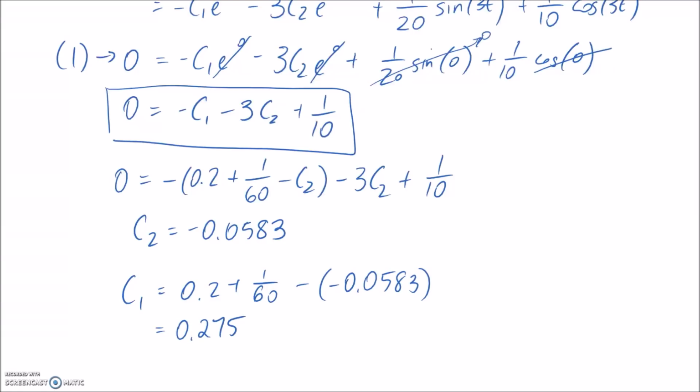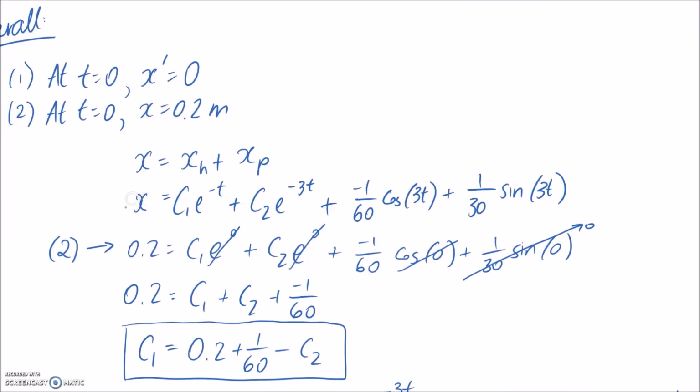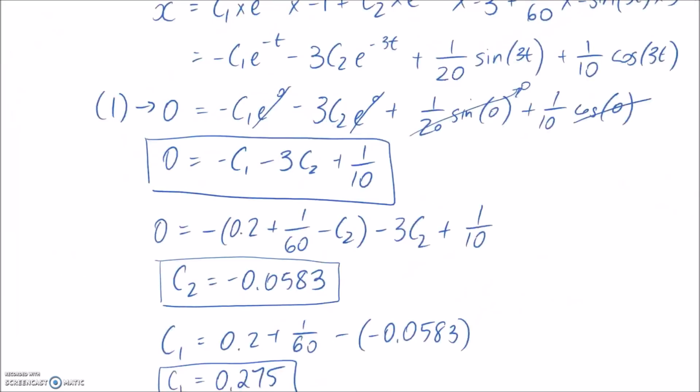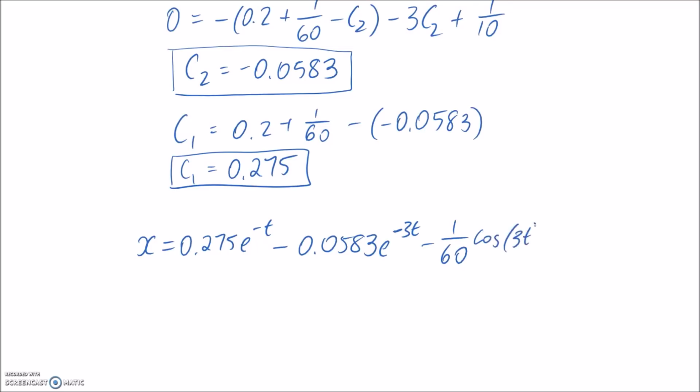The final step is just to take this information and substitute our constants back into the equation for x. Okay, so it's this one here. We now have this and this variable. So that makes our final answer, x equals 0.275 e to the negative t minus 0.0583 e to the negative 3t, and then the last part of the equation that was from the particular solution we already had.